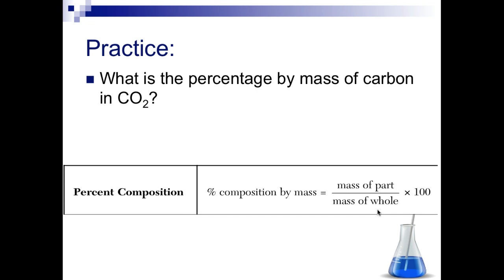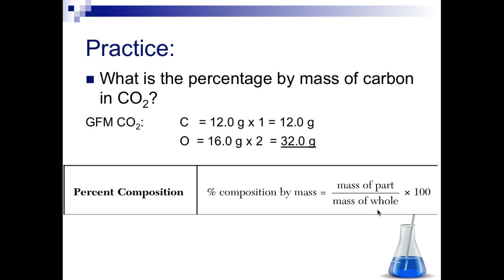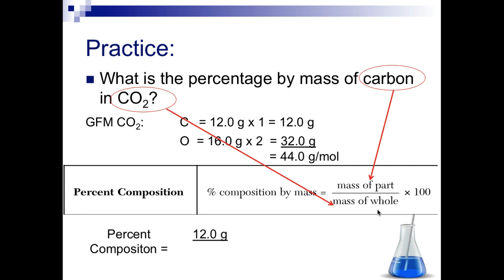So let's look at this. First we need to find the gram formula mass of the whole thing. We have one carbon with a mass of 12.0 and two oxygens with a mass of 16.0 each, and we get a total mass of carbon dioxide of 44.0 grams per mole. The part is carbon in carbon dioxide, so the part is carbon. Carbon dioxide is the whole, so when we plug it in, we put 12 over 44 times 100, and we get 27.3% carbon.